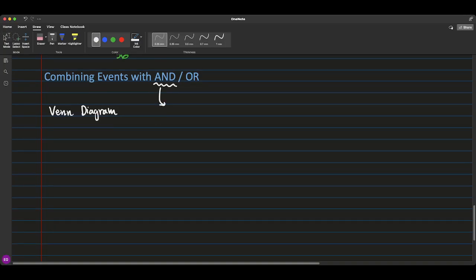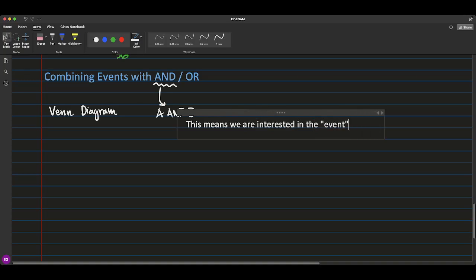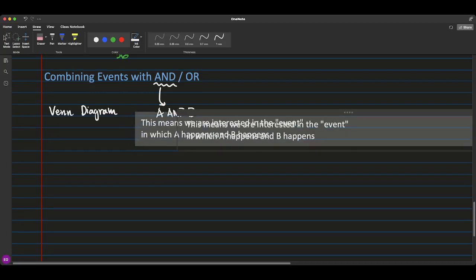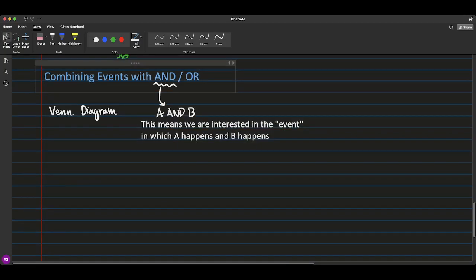So when we say A and B, that means event A and event B. So what do we mean? This means we are interested in the event in which A happens and B happens, or occurs, whatever you want to say. Okay, so what we have here is, hey, something happens in event A, something else happens in event B. We're interested in when they're both occurring at the same time.